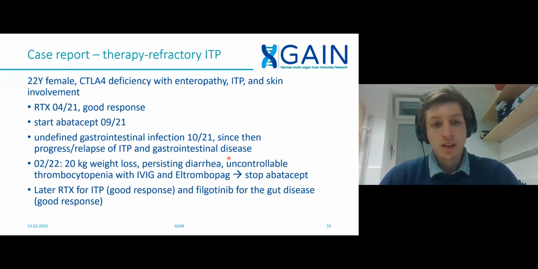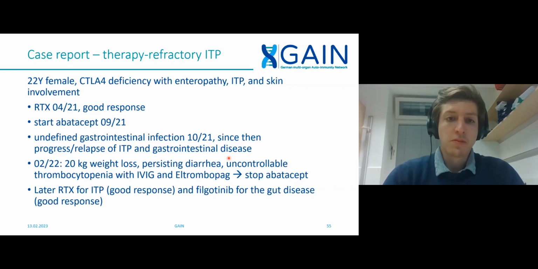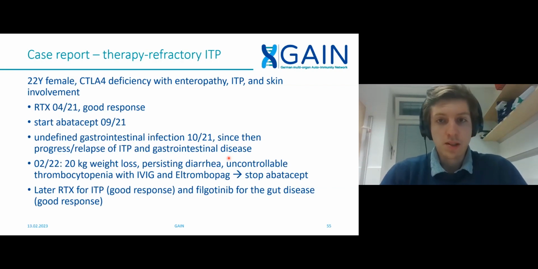After losing 20 kilograms of weight, having persisting diarrhea and an uncontrollable thrombocytopenia despite immunoglobulins and thrombopoietin agonists, which are allowed medications, we decided to stop the abatacept treatment and trial participation. She received rituximab again for her ITP and showed a good response again, and received filgotinib for her gut disease, showing a good response initially.